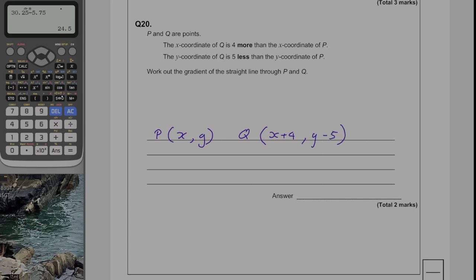Right, so the gradient is going to be the difference in y divided by the difference in x. So if we do it this way around, this one take away this one, that would be y minus 5 minus y over x plus 4 minus x, and the y's and the x's cancel here, so it would be minus 5 over 4.